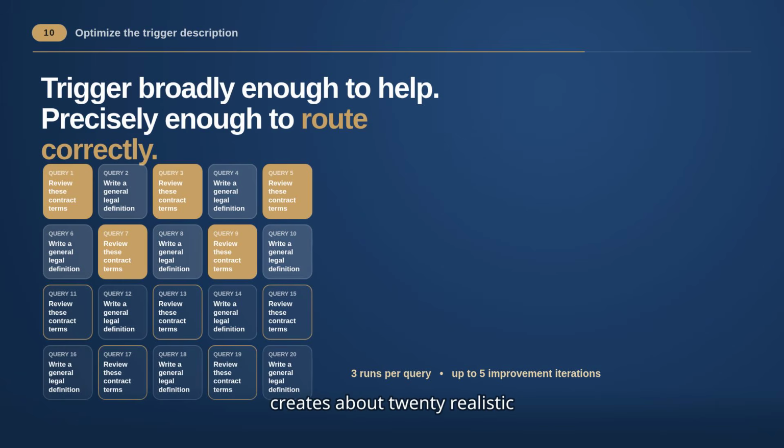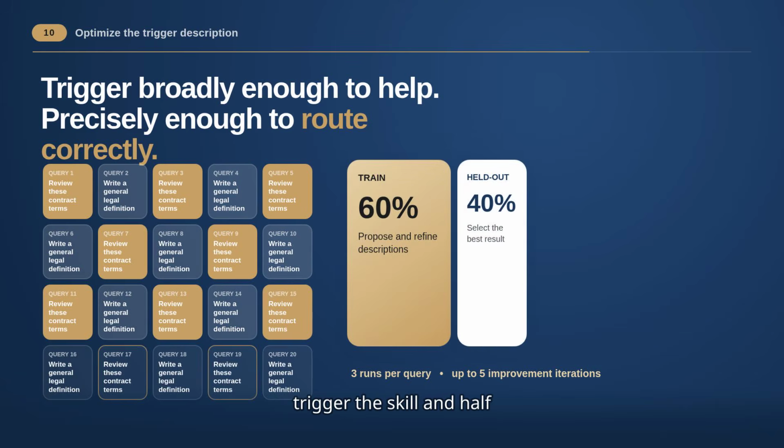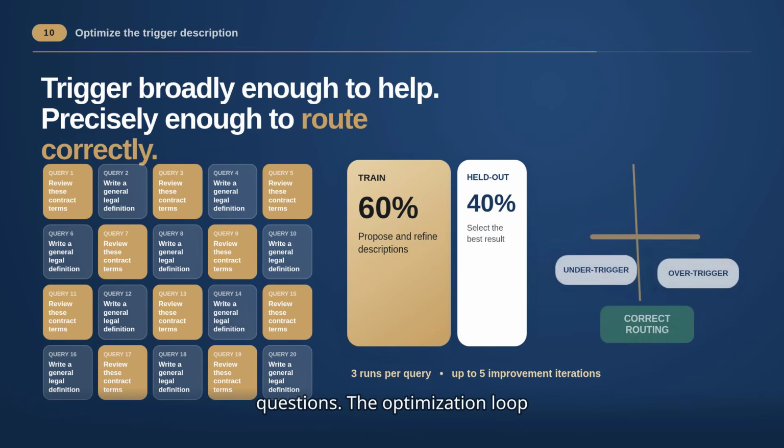It creates about 20 realistic queries. Roughly half should trigger the skill, and half should not. The negative examples should be difficult near misses, not unrelated questions. The optimization loop evaluates each query multiple times, keeps a held-out test set, and proposes revised descriptions from the failures.